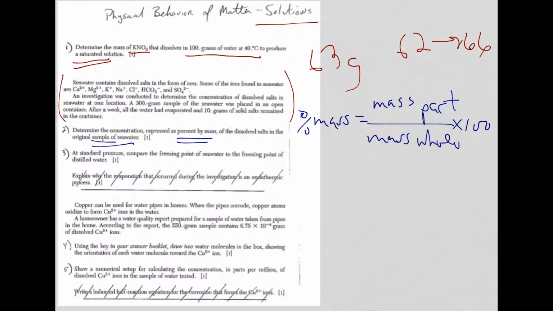All right, so I need the mass of the part. Well, I'm dealing with dissolved salts in seawater. So my salts are going to be my part. And then of course the seawater would be the whole thing, right? That's the water plus the salts. All right, let's go back in the reading passage. I have a 300 gram sample of seawater, so that takes care of the whole thing. And it's placed in an open container. After a week, all the water had evaporated. 10 grams of solid salts remained. That's my part. I'm going to multiply by 100.